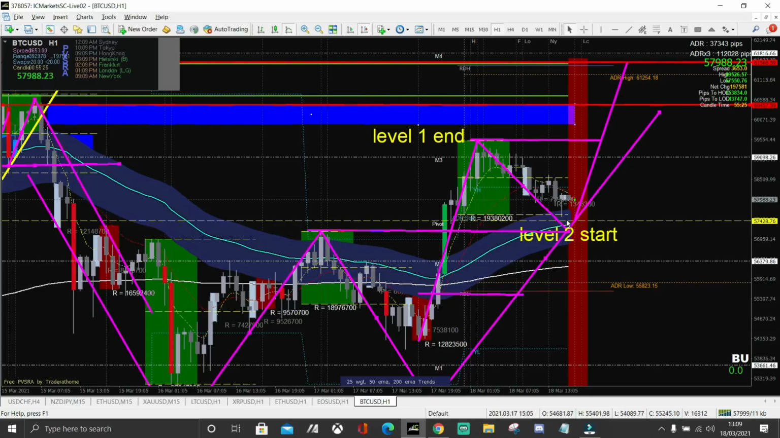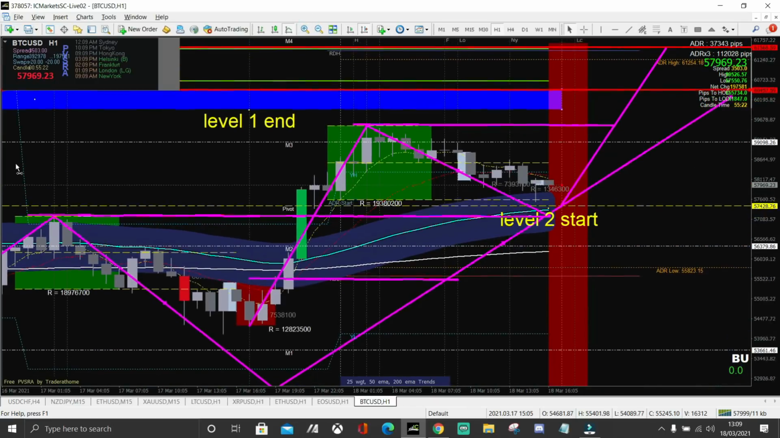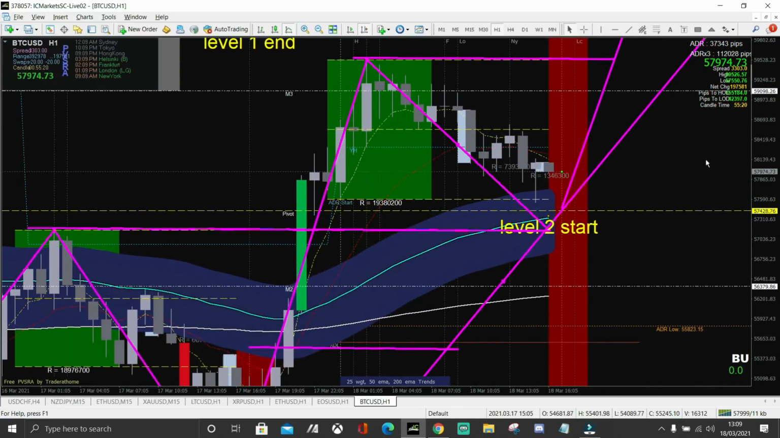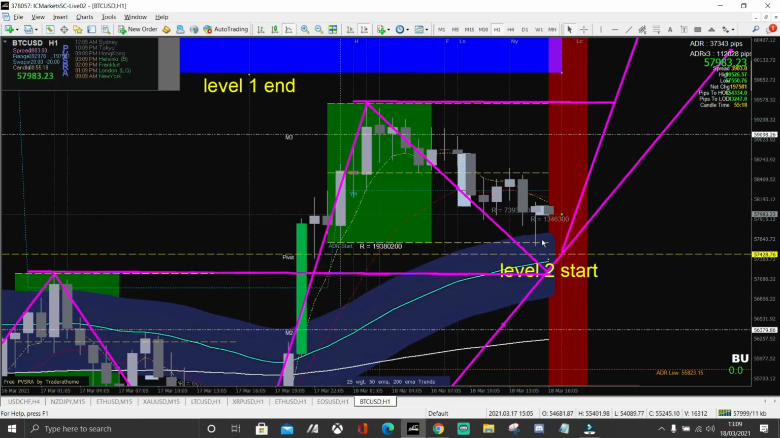Bitcoin right now has come back to the 50-day moving average, okay? And it's pinned the 50-day. Granted, it could come back a little bit more. It could even come back and take out this zone right here. As it stands right now, it's still playing the formation. We are still in level 1, waiting for level 2 to start. There are no trades until it breaks out of this area zone here.